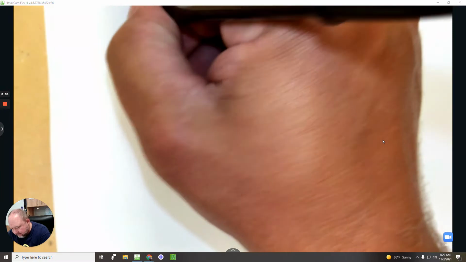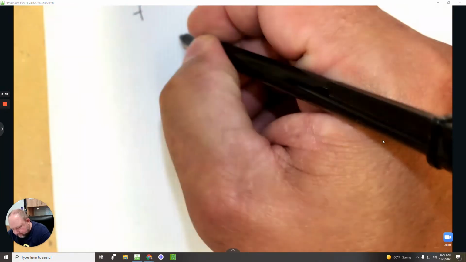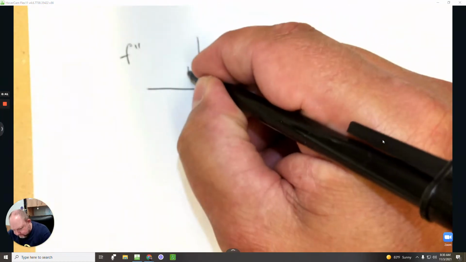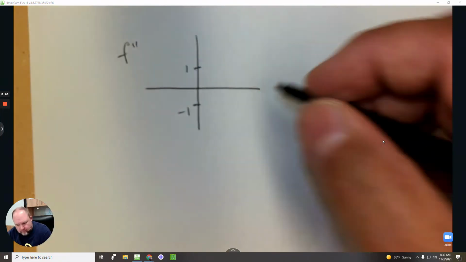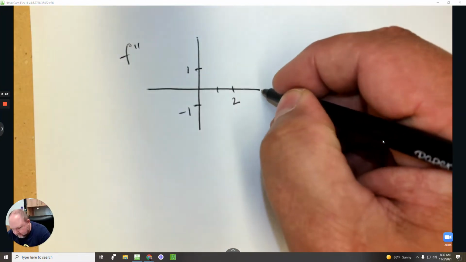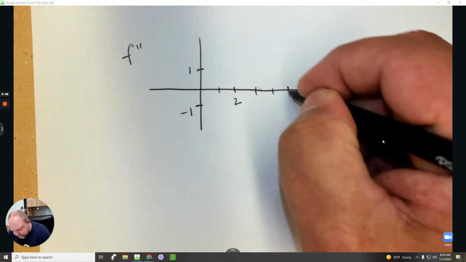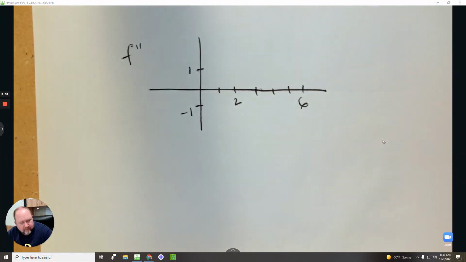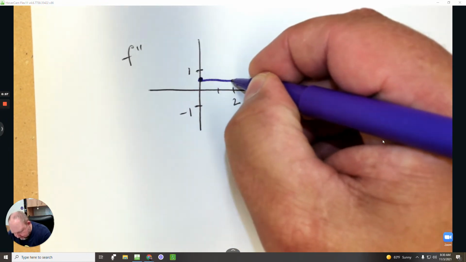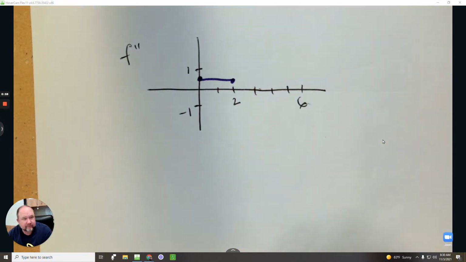I'm also looking at increasing and decreasing and a turning point, or where it's undefined. So, if I want to graph the second derivative, this is going to go to what number? 6. So the first thing I look at, it's a line. So from here to here, the line has a slope of 1/2.